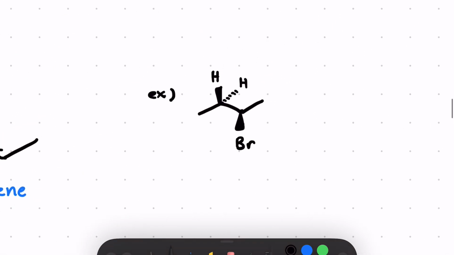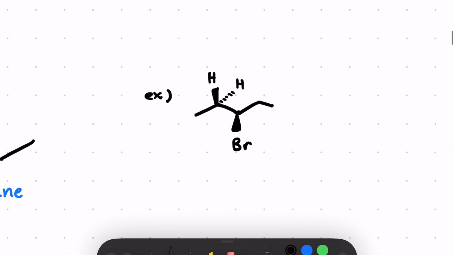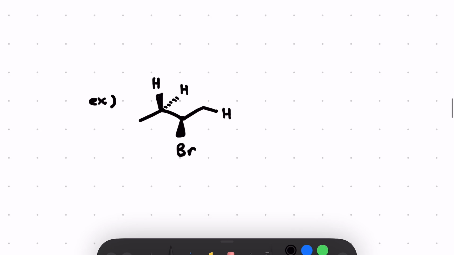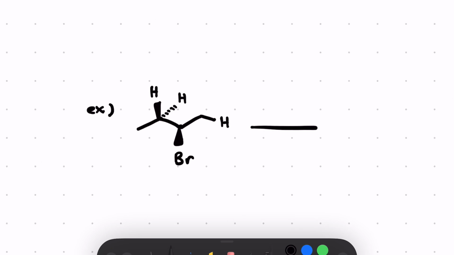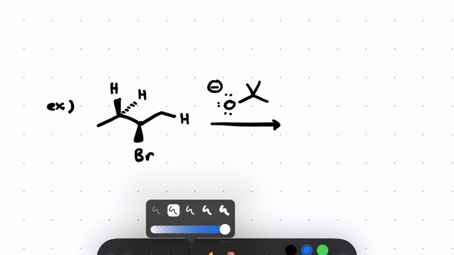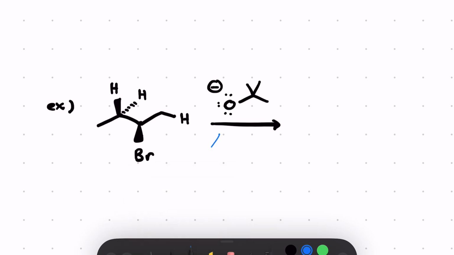Now, sometimes, depending on our base, okay, the base does need to be strong, but depending on how bulky that base is, we might actually get a different product, okay? So I'm going to draw a base here. You may or may not recognize this molecule. This molecule is known as tert butoxide, okay, tert butoxide.